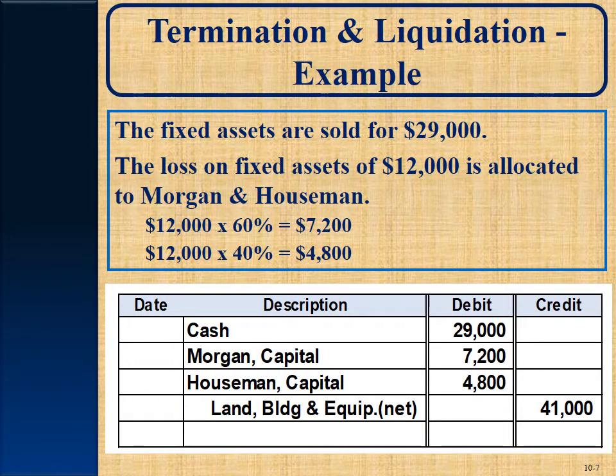The fixed assets are sold for $29,000. So there's a loss on the fixed assets of $12,000. Originally they were $41,000. Again, debit cash for $29,000, credit the land and building accounts for $41,000 net, and then the loss is allocated according to the profit and loss ratio. 60% goes to Morgan's capital account. Hausman's capital account is debited for the $4,800.